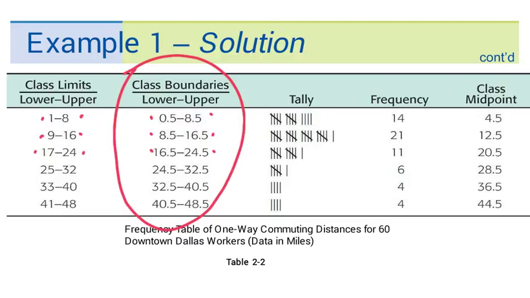And you start to notice that the upper class boundary of one class is the same as the lower class boundary of the next class. And that's intentional. As you see, when we draw the histogram, we use these to divide up the classes. Okay, so you will see that pattern.